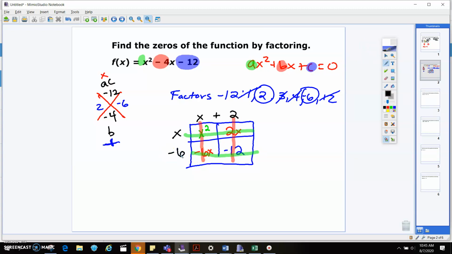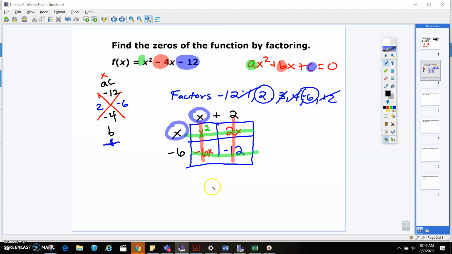One quick way to check and make sure that you did all of your boxes right is if I took this term and this term and multiplied them together, I should get what's inside the box. So x times x would give me x squared. Let's check the other boxes. 2 times x gives me 2x. X times -6 gives me -6x. -6 times 2 gives me -12. So you always want to make sure that your terms on the outside, if you multiply them together, make what's on the inside. Okay, so that's just a quick check.